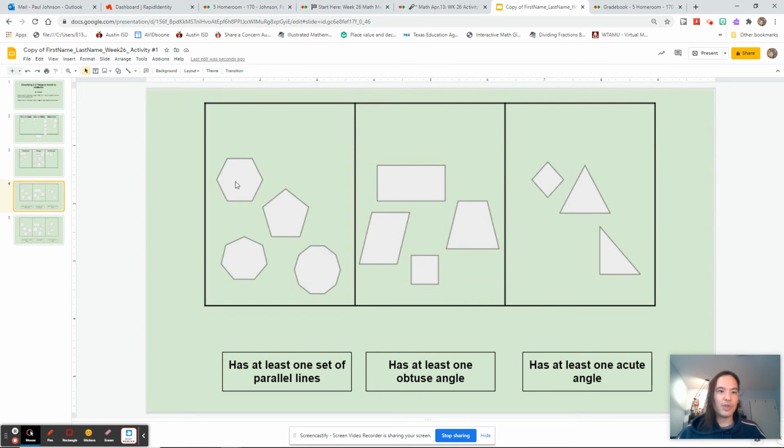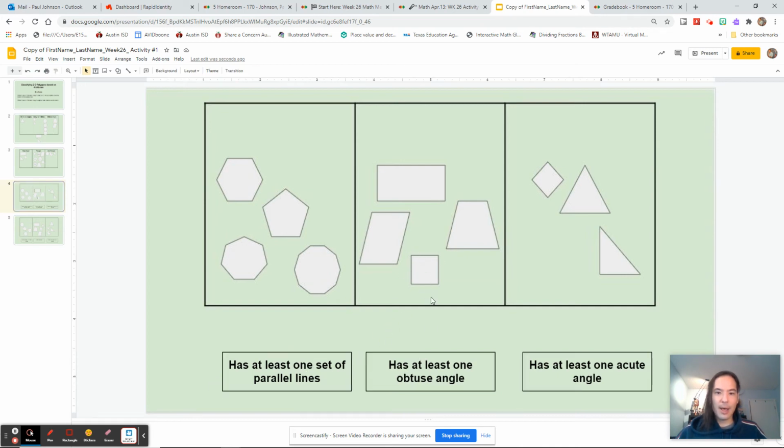Okay, so we have to label these correctly. So we have has at least one set of parallel lines, has at least one obtuse angle, and has at least one acute angle. All right. So let's start off with, let's say, has at least one set of parallel lines.